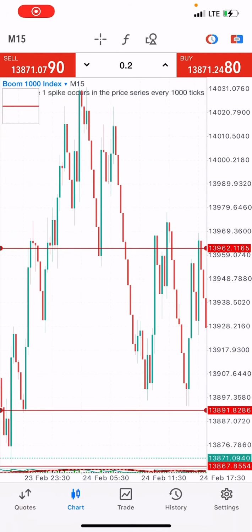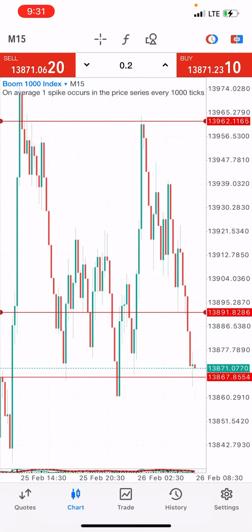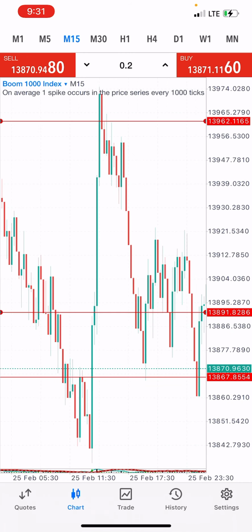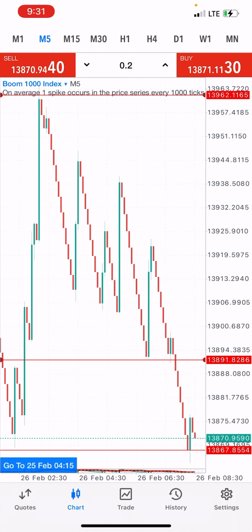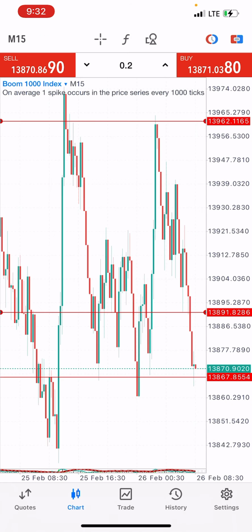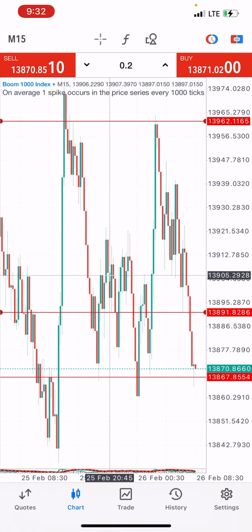Hello guys, this is a short video on trading crash and boom using support and resistance level. Remember, if you watch the previous video, you will see that I spotted the support and resistance level in order for you to catch spike.